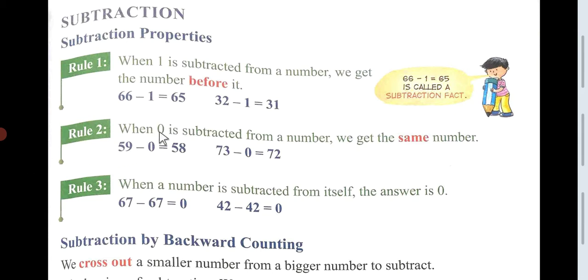So rule number 2, when 0 is subtracted from a number, we get the same number. For example, 59 minus 0 is equal to 58. 73 minus 0 is 72.